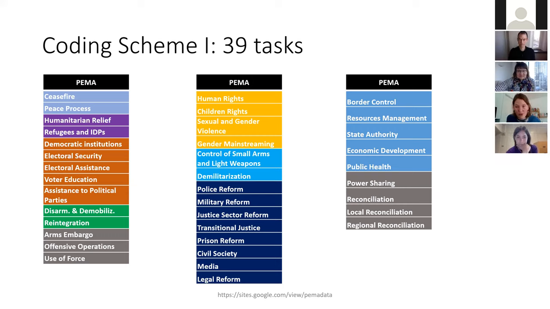Moreover, we code control of arms and demilitarization. And then we code a host of rule of law tasks, including security sector reform and also assistance to media and civil society. We also distinguish between five state authority extension tasks. And finally, we code tasks that aim at reconciliation and restoration of relations within society and relations between the host state and other states in the region.